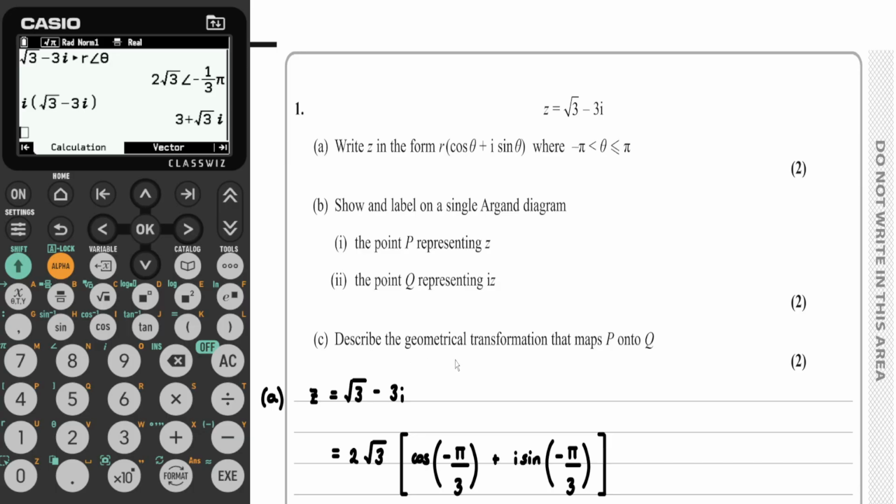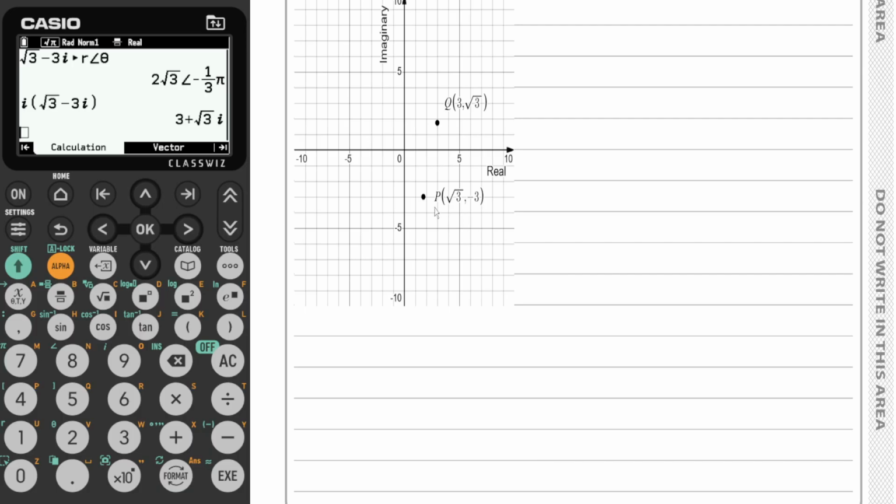Part C. Describe the geometrical transformation that maps P onto Q. We want to go from P to Q. So, we have P, which is (root 3, negative 3) as a vector, and we have Q, which is (3, root 3) as a vector. And so I need to multiply P by some matrix to get Q.